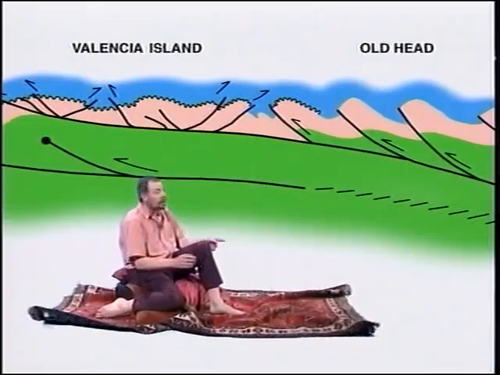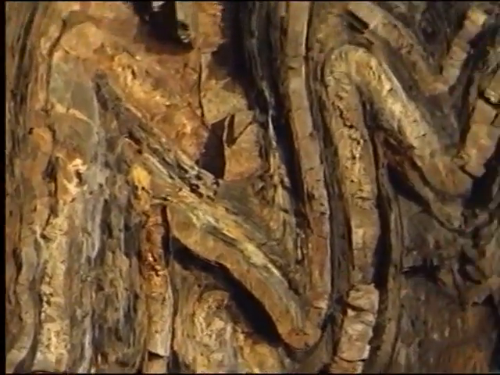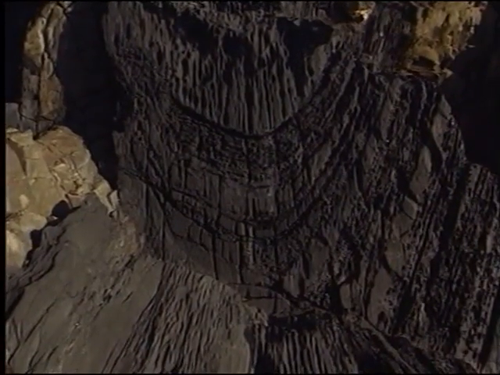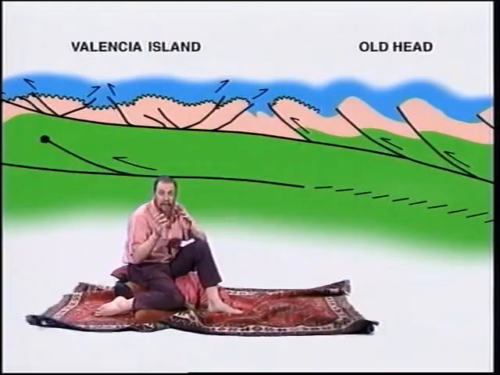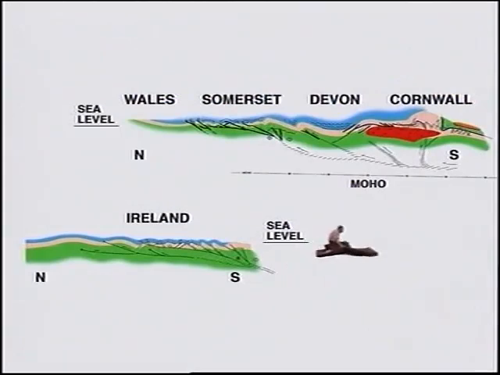Now, by the time we've got to Old Head over there, you'll remember seeing folds asymmetric to the north, strong axial plane cleavage, more and more of them out towards the south coast of Ireland. Now let's go off and see how this compares with the UK section. Off we go.